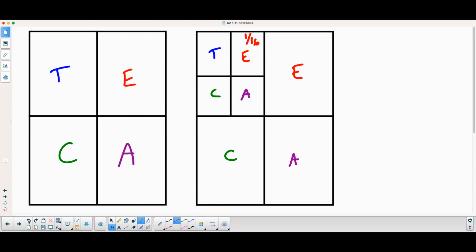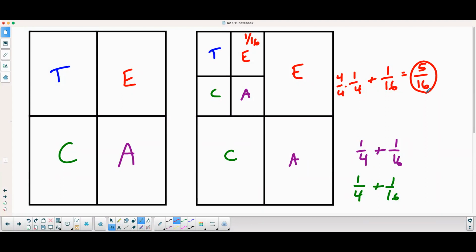Now Elena has 1/4 plus 1/16. Same with Andre, 1/4 plus 1/16. And same with Claire, 1/4 plus 1/16. So I'm only going to do it once. I'm just going to add it one time. It's going to be the same number. I multiply this by 4, I get 5 over 16.